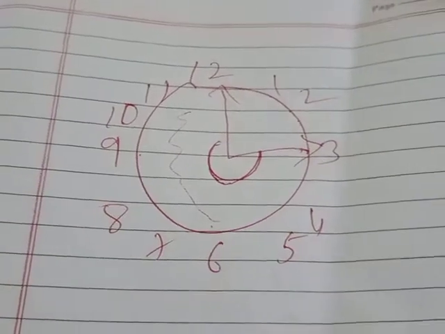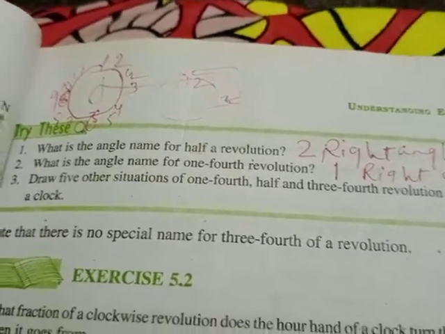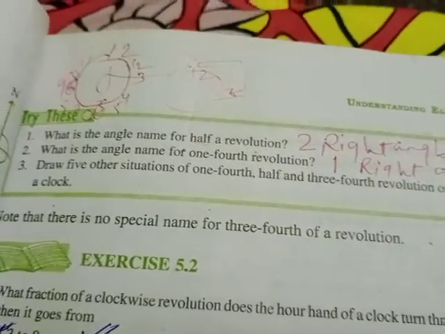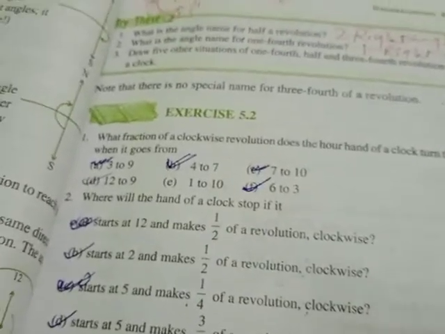Got it now? So it is written here, you have to draw 5. So 1 each I have done, rest 4 you draw on your own. This is what we have to study in 5.2. So right after this I'll share the clips.